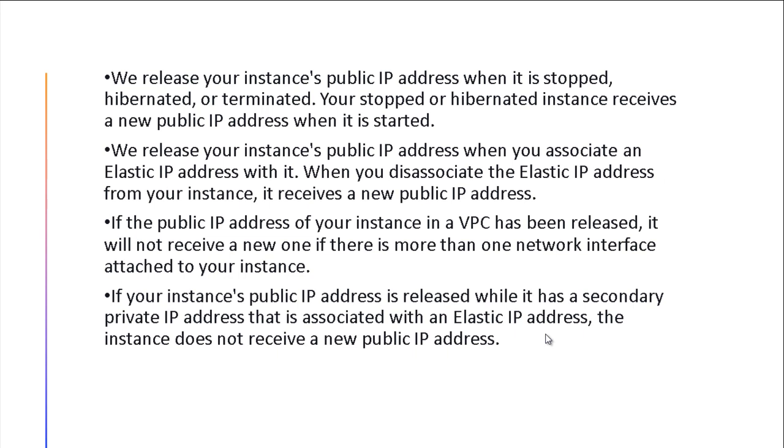Next, AWS releases your instance's public IP address when it is stopped, hibernated or terminated. Your stopped or hibernated instance receives a new public IP address when it is started. AWS releases your instance's public IP address when you associate an Elastic IP address with it. When you disassociate the Elastic IP address from your instance, it receives a new public IP address. If the public IP address of your instance in a VPC has been released, it will not receive a new one if there is more than one network interface attached to your instance. This is a point.